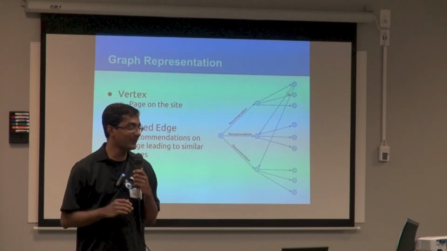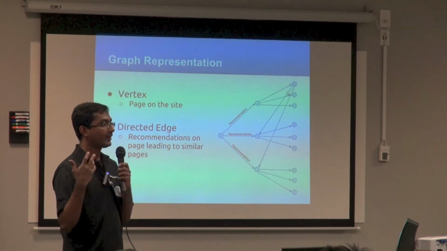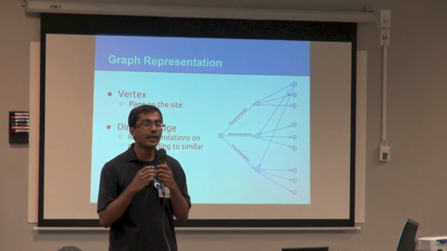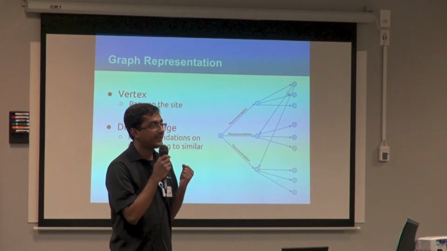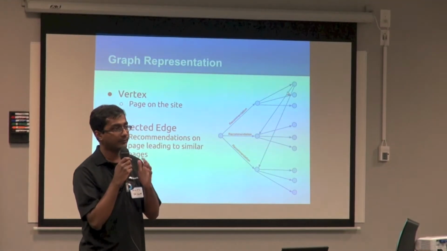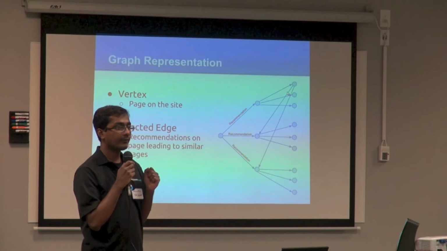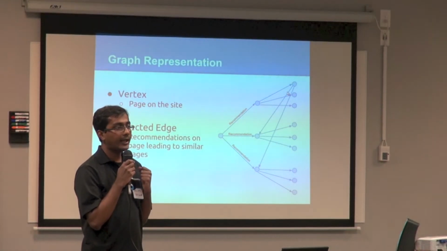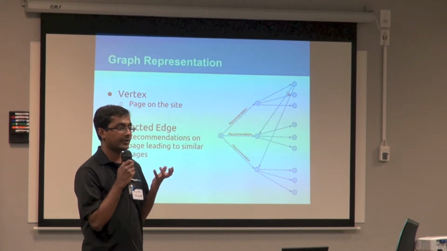Here is where we switch gears a little bit, and we're going to talk about a graph representation of recommendations. Every vertex on this graph is a video on YouTube. We'll use YouTube as a running example from here on. So every vertex of this graph is a YouTube video, and every edge is going to be a recommendation.